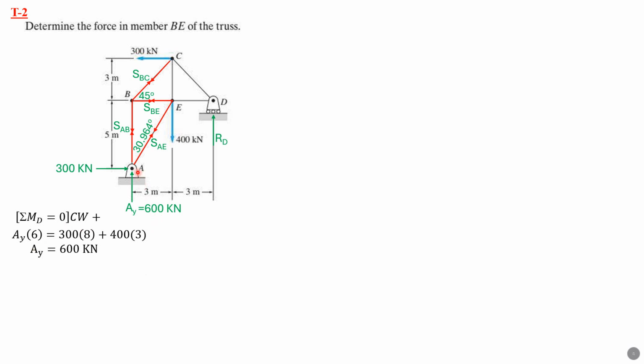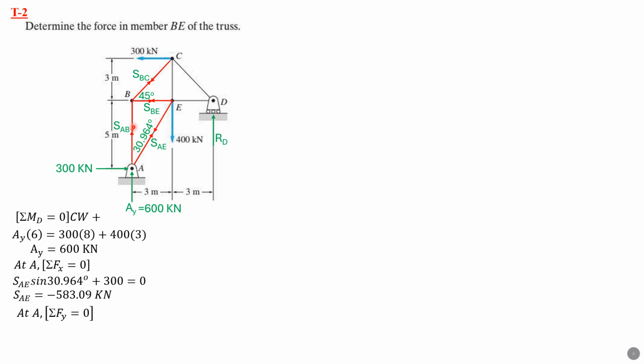Then at A, we sum up forces horizontal first to solve for SAE. We cannot solve SAB directly. So summation of forces horizontal, x equals 0. So SAE times sine of 30.964 degrees, then plus 300 equals 0. So SAE is negative. The negative sign indicates that it is in compression. Negative 583.09 kilonewtons.